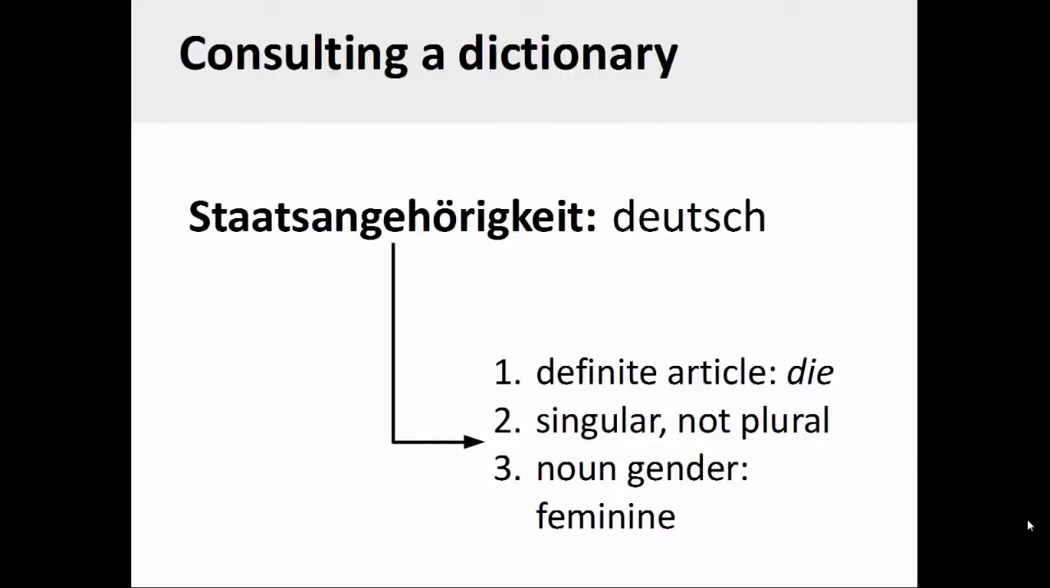Finally, you can always consult a dictionary or the module vocabulary list to determine the definite article of a German noun. Looking up Staatsangehörigkeit in the vocabulary list will reveal that it is preceded by the definite article die, which means that it could be either a singular feminine noun or a plural noun. Once we determine that the noun is indeed not plural, we can safely say that Staatsangehörigkeit is a singular feminine noun. This concludes the presentation on German nouns and definite articles in the nominative case. Be sure now to test your knowledge by completing the related online course activity.